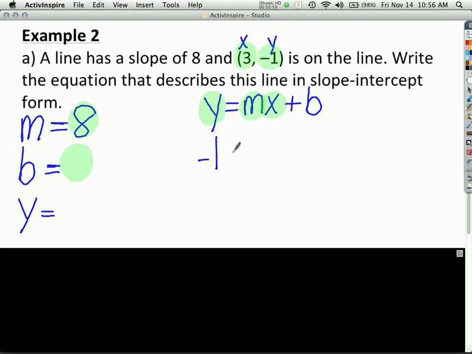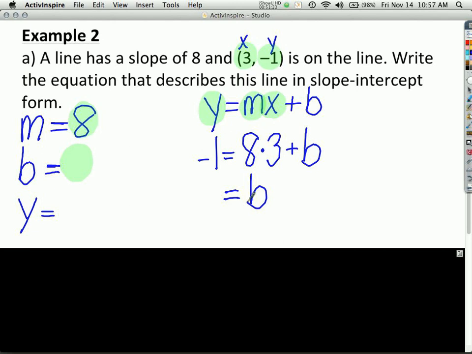Y is -1 equals 8 times x is 3 plus b. Now we have basically a one-step equation to solve to find our piece of evidence. You all already know what that is equal to. So solve the equation and we will get b equals what? Give me a thumbs up when you got it.